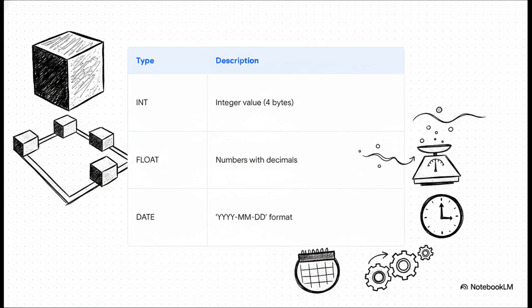Then we have float, which holds your numbers with decimal points, also taking up 4 bytes. And crucially, we have date. Now, date uses a very specific format: a 4-digit year, a dash, a 2-digit month, a dash, and a 2-digit day. Knowing these data types just ensures you're using the right materials in the right rooms.